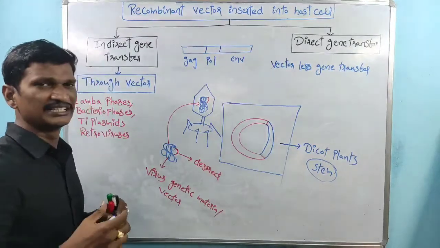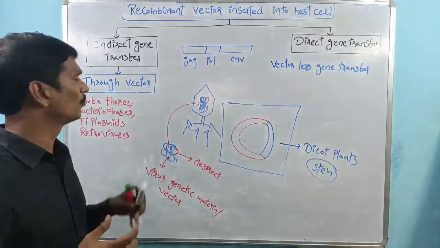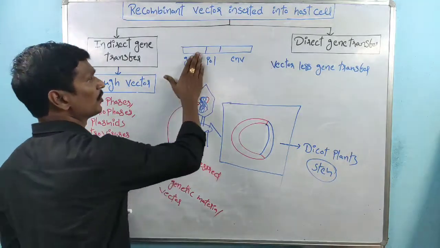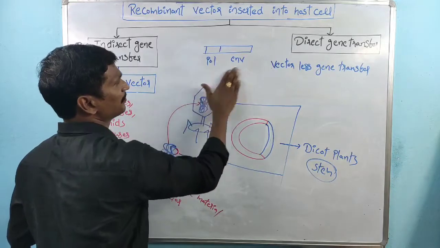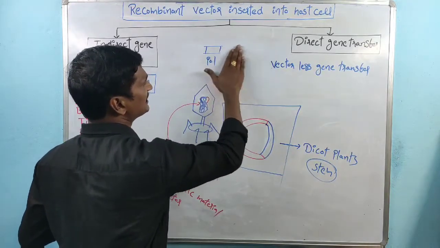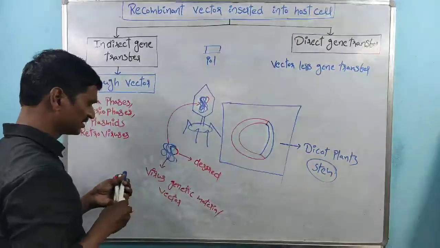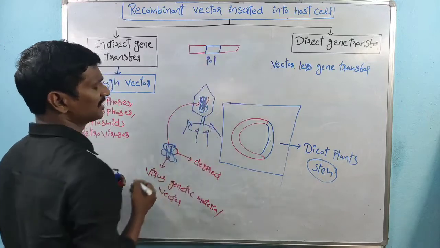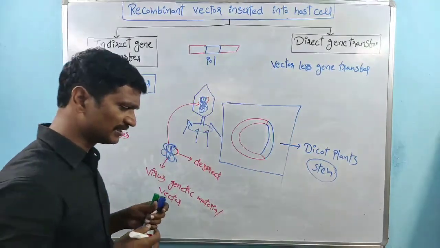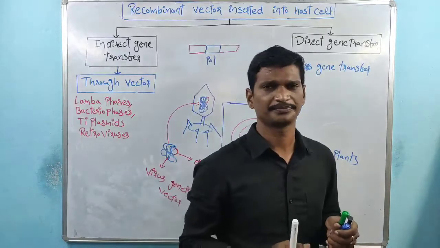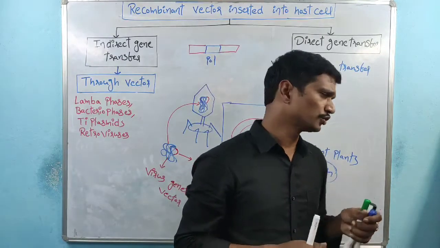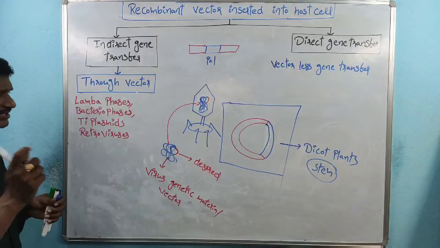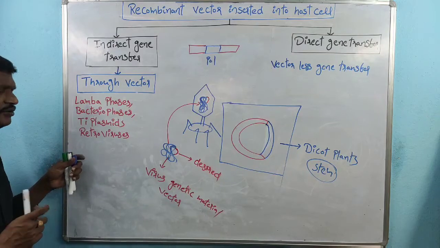So here we are disarming the viral genetic material. Disarming is nothing but whatever the pathogenic genes are there, we delete the pathogenic genes, and in that place our desired genes are added. So this is nothing but disarming of the pathogen. By this method we are inserting the desired genes into the host cell.